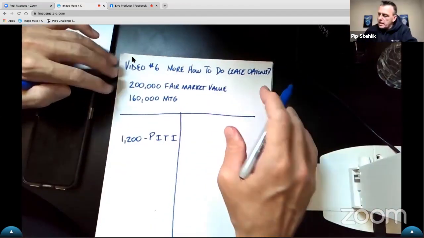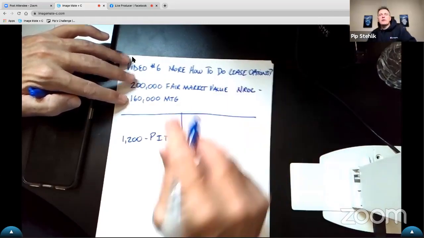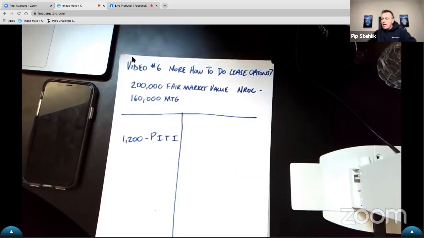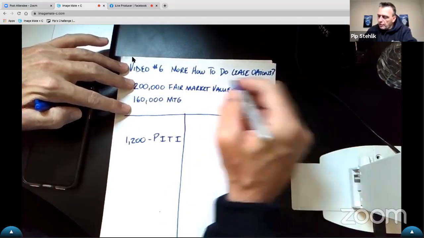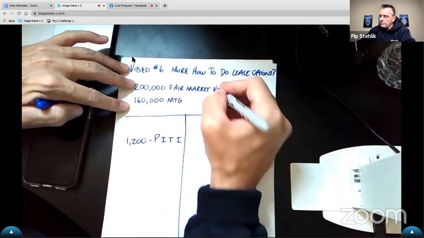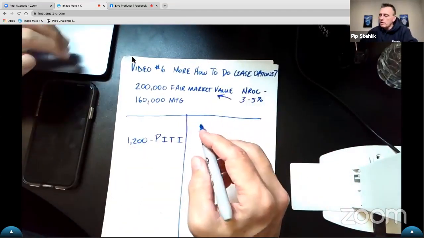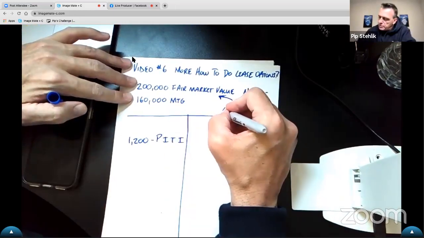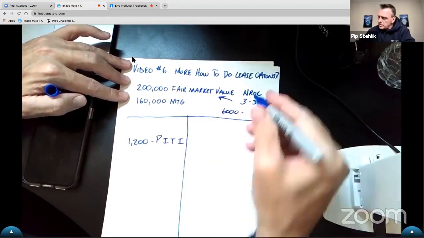Now, on the other side of that, we've been talking about non-refundable option consideration, NROC. And the amount that we're looking for on NROC is a minimum of 3 to 5% of the fair market value. So in this instance, that'd be somewhere between $6,000 and $10,000.